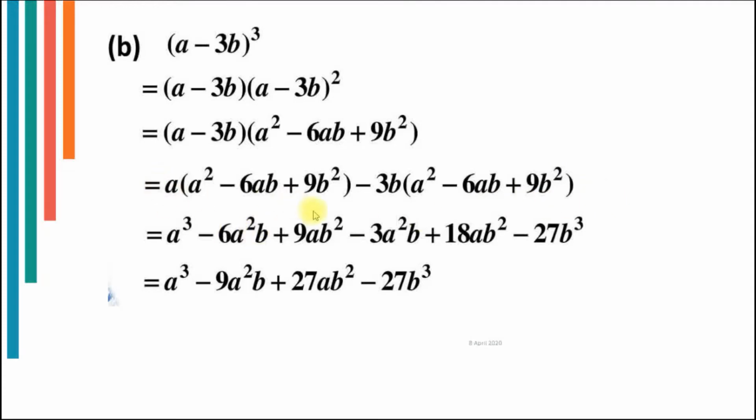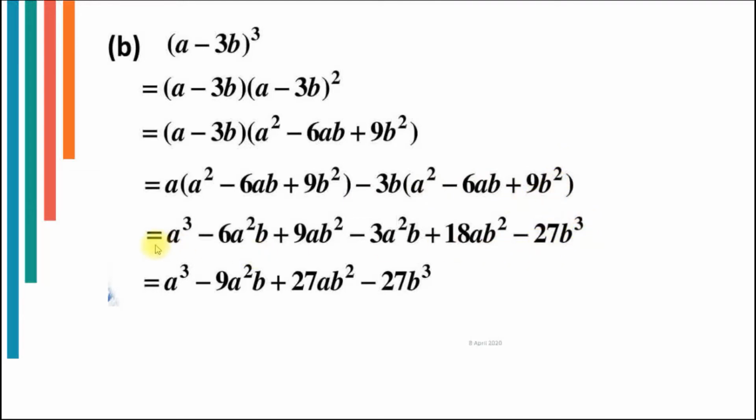So that's a squared minus 6ab plus 9b squared, right? And then we simplify this part with a cubed minus 6a squared b plus 9ab squared minus 3a squared b plus 18ab squared, because minus 3b times minus 6ab will give us a positive 18ab squared, yes, okay. And then minus 3b times plus 9b squared will be minus 27b cubed, okay.